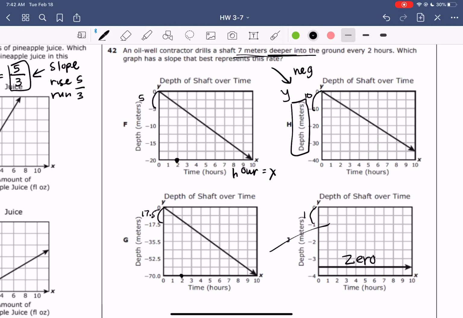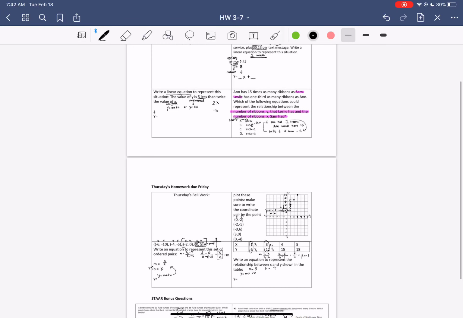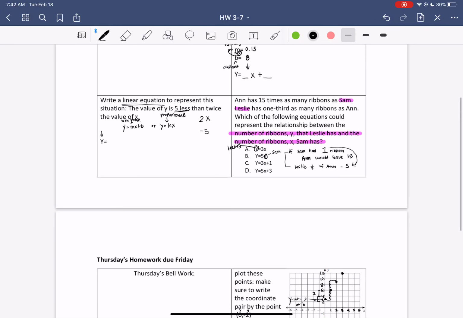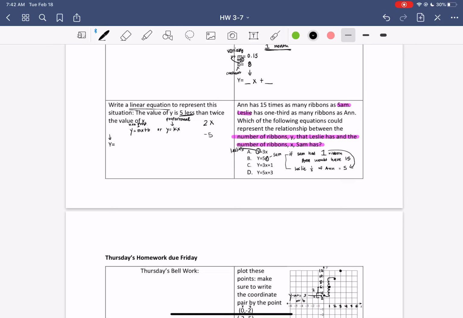So at 2 hours, these ones all go by 2s. And then where this one will hit 7 at 2 hours. So going up, which one hits 7? So at 2 hours, it should be -7 meters in the ground. So hopefully that helps. I know this one was a little confusing, but hopefully that helped you.